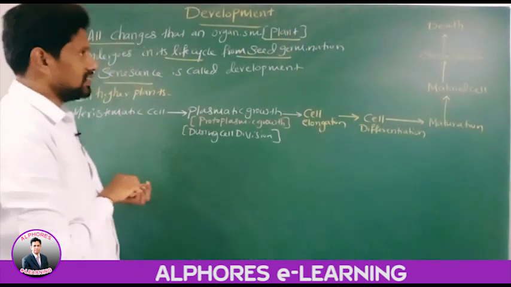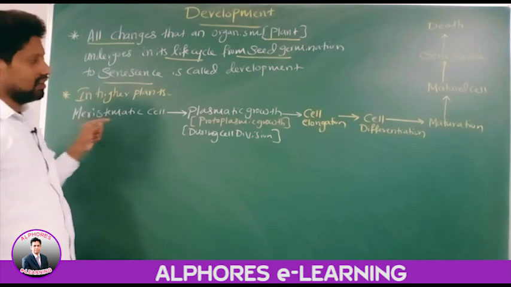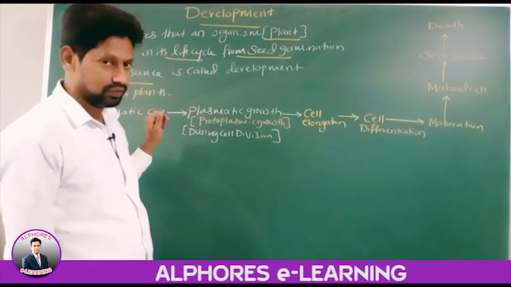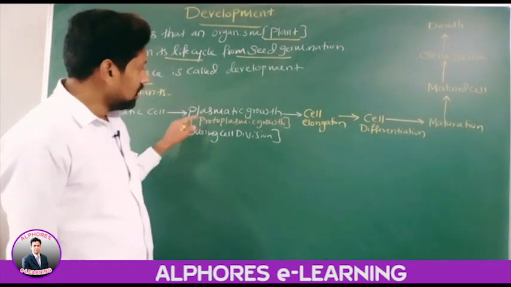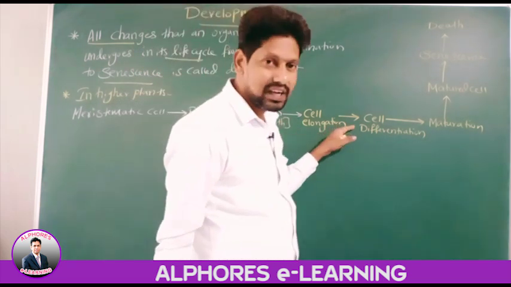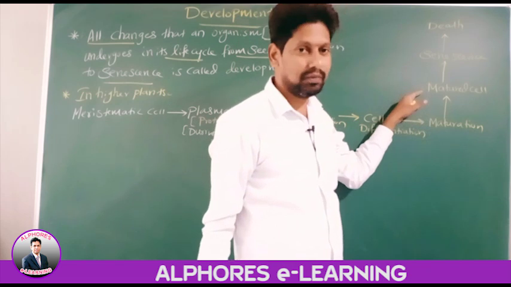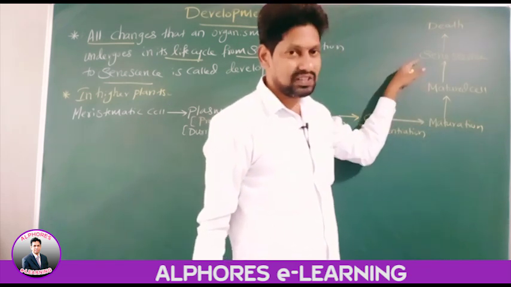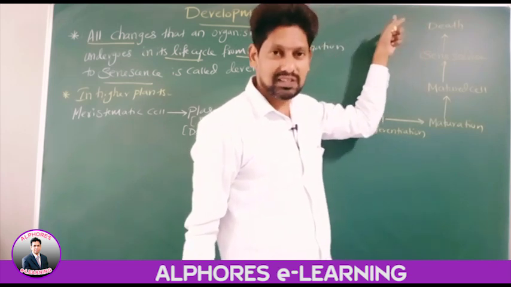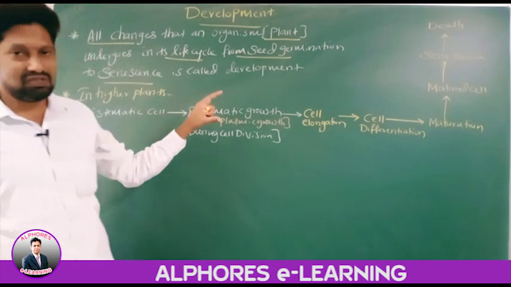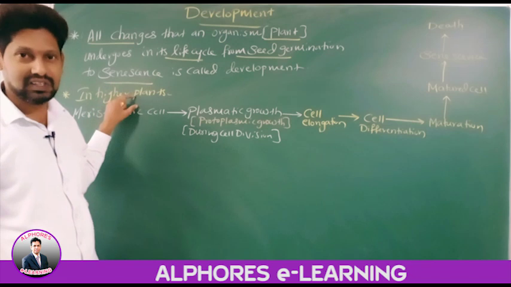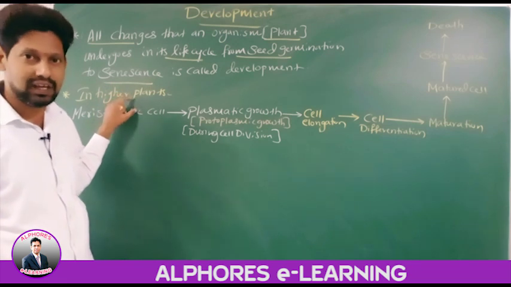Is it okay? We started with meristematic cell. First, plasmatic growth, growth in protoplasm, which takes place during cell division. Then cell elongation. Next, cell differentiation. Next, maturation. A matured cell is formed, which undergoes senescence, which leads to death. Therefore, these are the stages of development in case of higher plants.